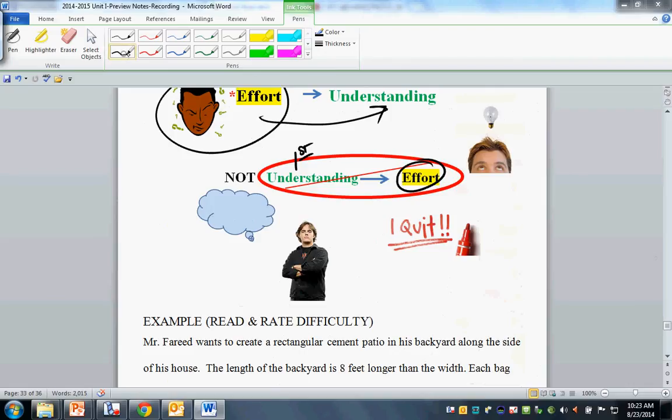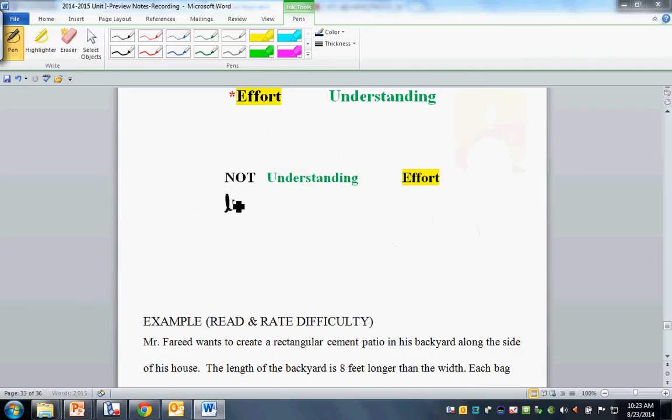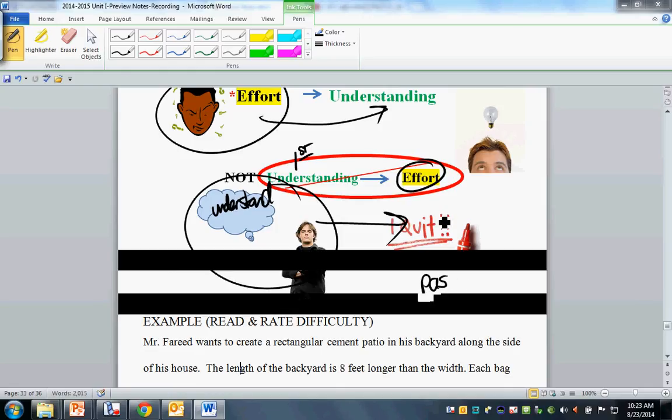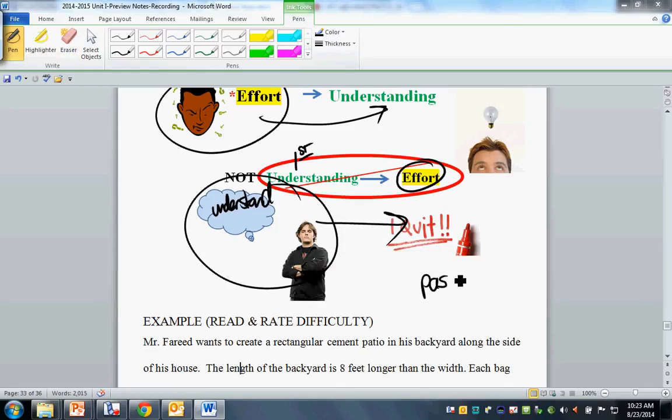So instead, you don't understand first, and then put forth effort. Please don't be this person: I don't get it, therefore I quit. That is very important. You are not passive in this class.